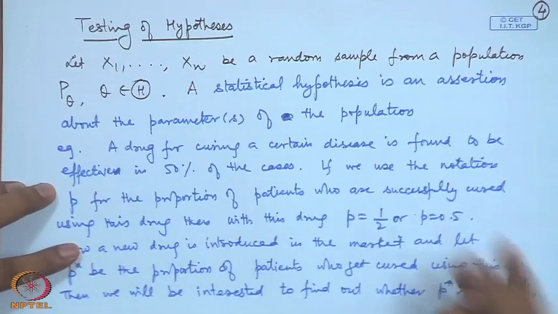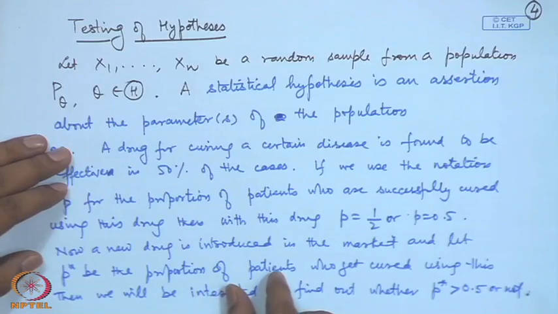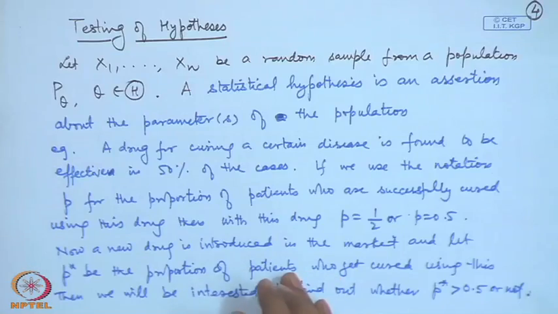So, I have stated the problem in very simple terms, that we want to make some statement about the parameter of a population. So, here it could be like you take observation, that means you consider a sample of patients, out of that you find out how many get successfully cured and not, and based on that you will conduct a statistical procedure. So, let us discuss this.